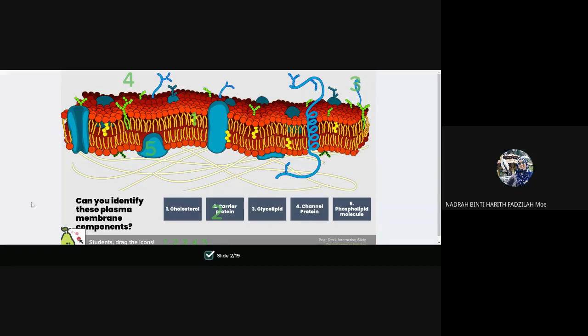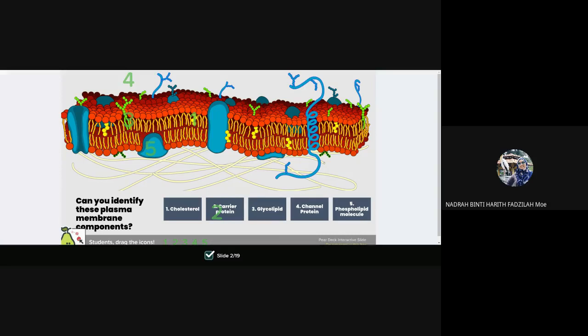Okay. Number 3 is glycolipid. So we can see here a structure with a glycogen chain on top and a lipid chain at the bottom. This one, the green branch that is located between the phospholipid bilayer. Okay, there are many. I can see many of it. There are 1, 2, 3, 4, 5, 6, 7, 8, 9. There are 9. So any 9 of the glycolipid structures is correct. Let me see.